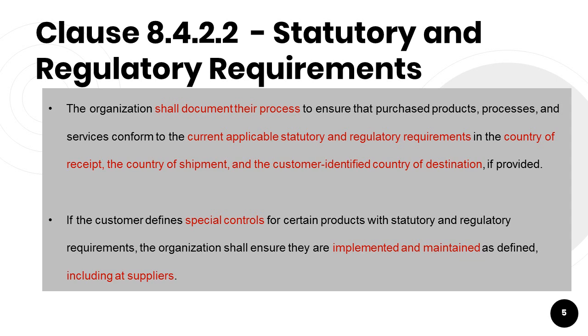The second important requirement is the special controls which the customer has defined for the products with statutory and regulatory requirements. So the organization shall ensure that they are implemented and maintained as defined, including at the suppliers. Means you have to cascade all those requirements to the supply chain.